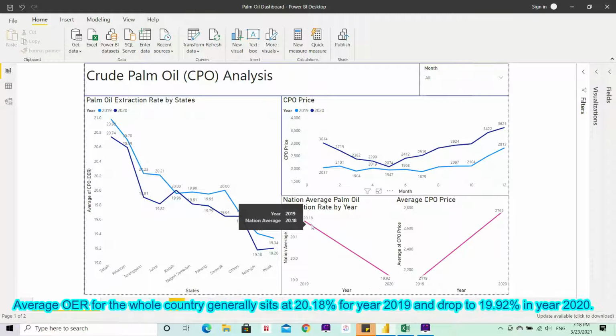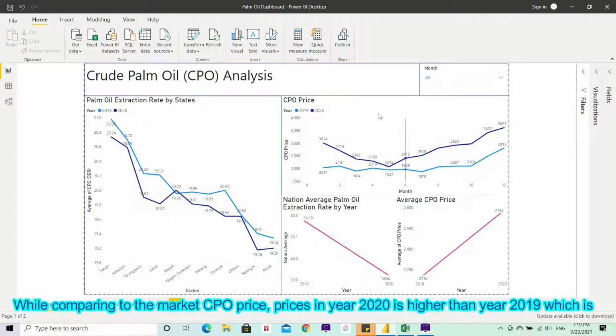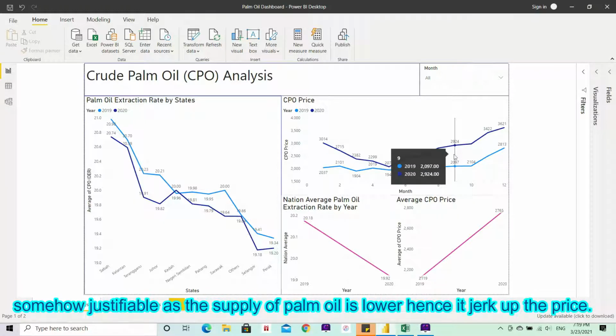Average OER for the whole country sits at 20.8% for year 2019 and 19.92% in year 2020. While comparing to the market CPO price, prices in year 2020 is higher than 2019, which is somehow justifiable as the supply of palm oil now is lower. Hence, it jerked up the price.